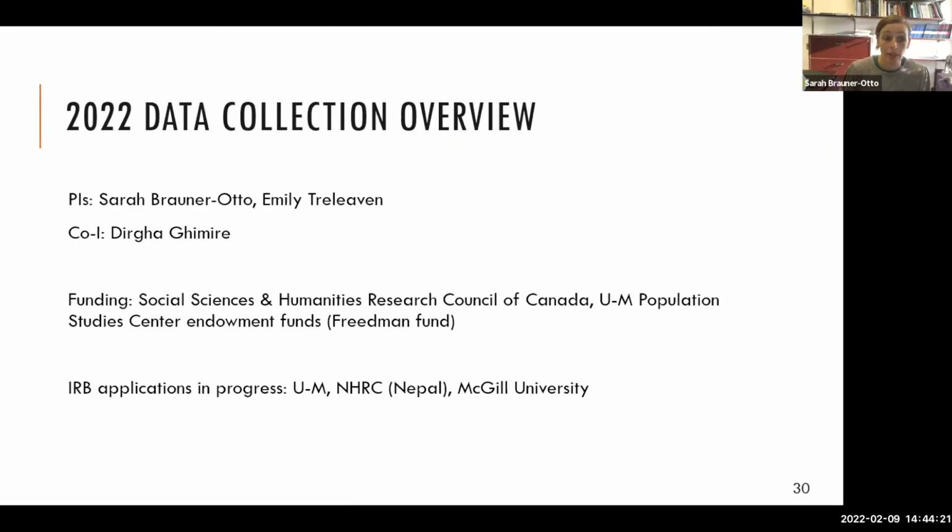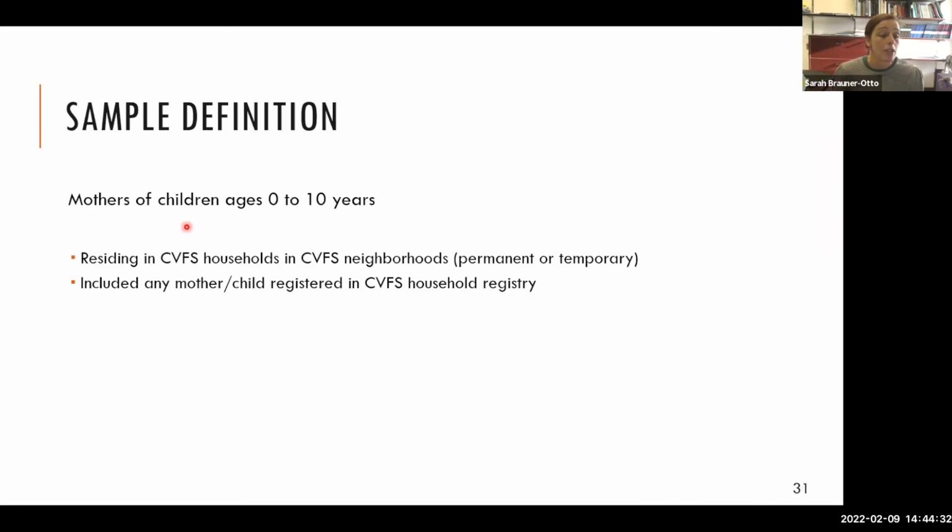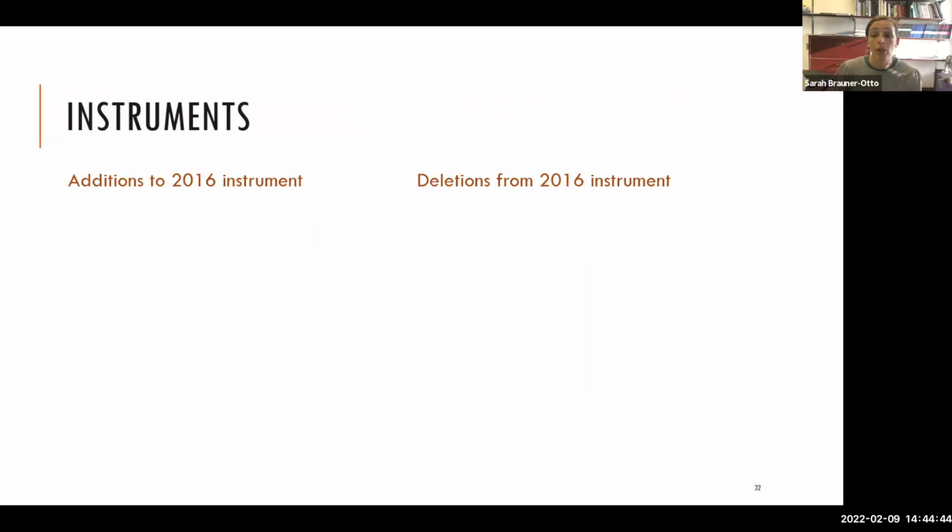Emily talked about this data collection as well in her child health presentation, so I won't go into it too much. But I will say that the sample will be slightly different. We're going to be focusing just on mothers of children ages 0 to 10, so not 0 to 17. It's due to budget constraints. And we're going to make a couple of changes to the instrument.